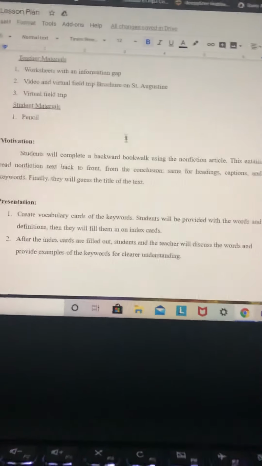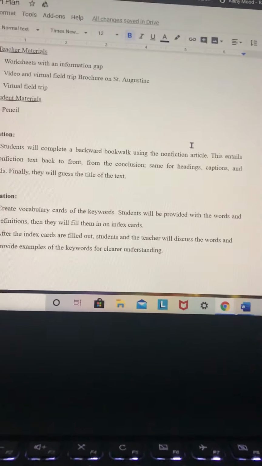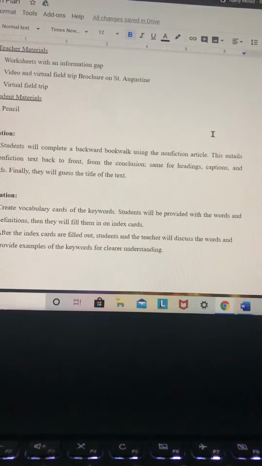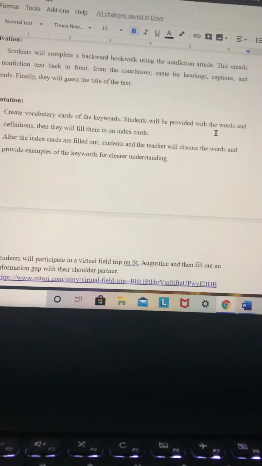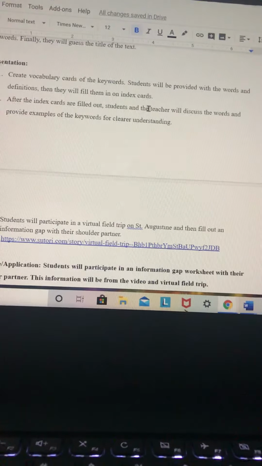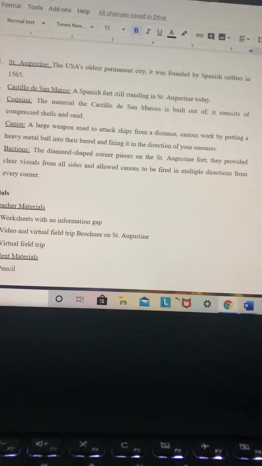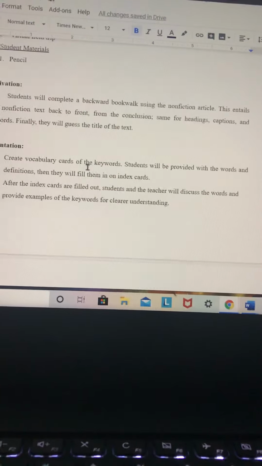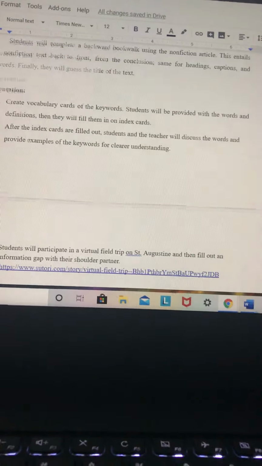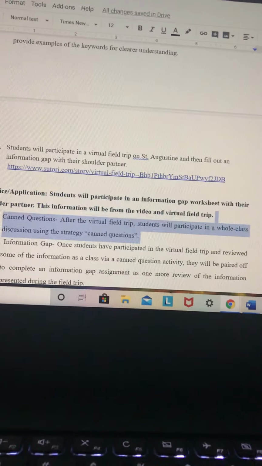So we would start with a backward book walk of a nonfiction article from the National Park Service website. Then presentation, we would do vocabulary words with our 5 vocabulary words for them to refer back to throughout the video. They're all relevant. And then we would do the virtual field trip.